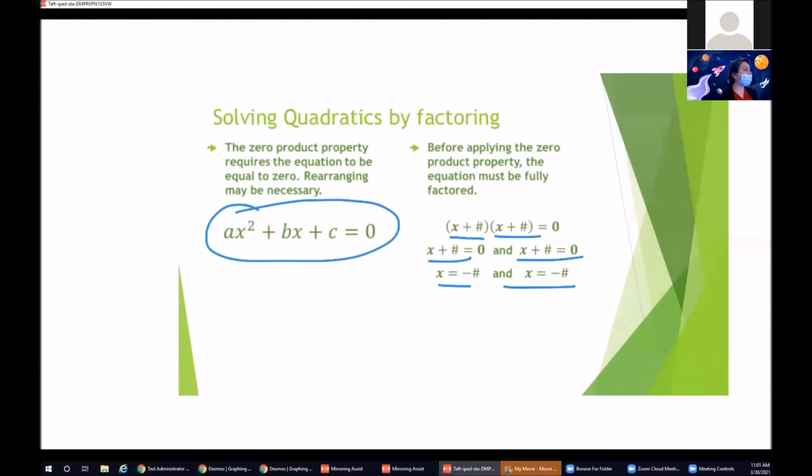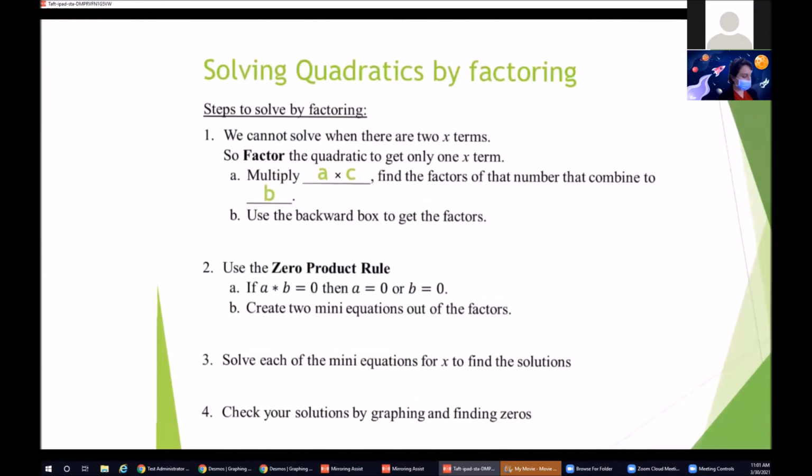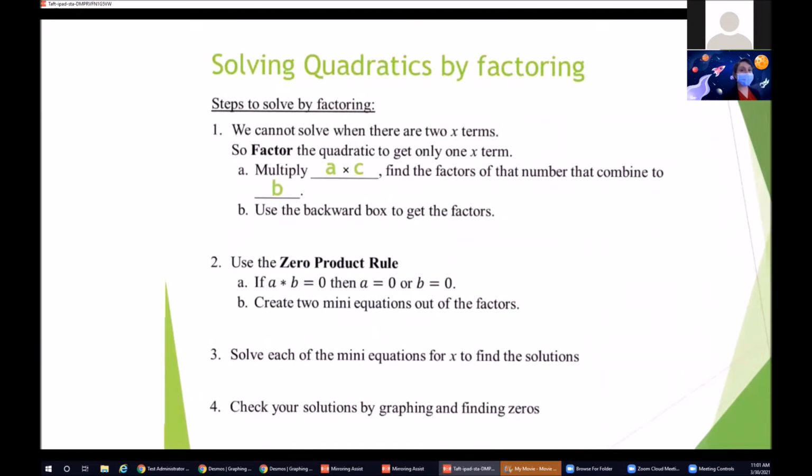Do y'all remember how to solve for x? Yes, from middle school? Okay. So first things first, a recap of what we have to do to factor. Remember, we cannot solve when it's x squared. We have to have a times c. So multiply your a times your c value. Find what numbers multiply to give you a times c. Then we're going to see which two numbers add up to be b. And then once you have your two factors, we're going to solve, okay?